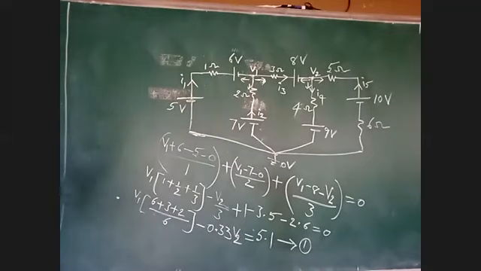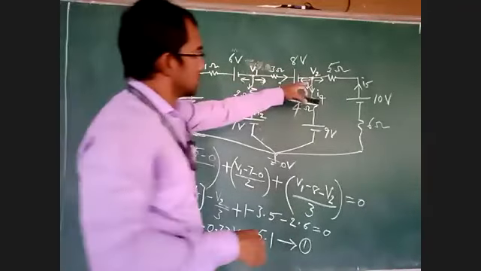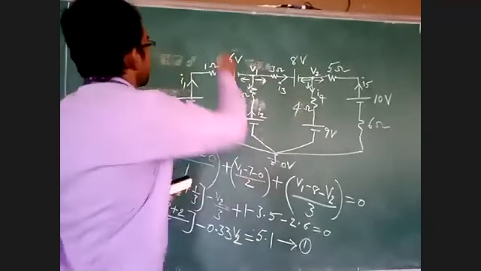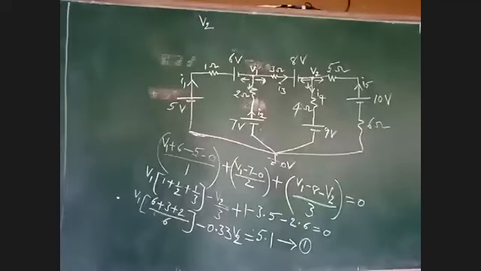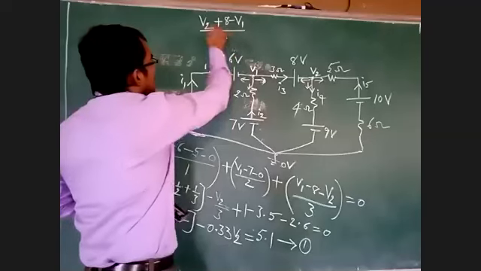Now I'll write the second equation. First, I am taking this arrow. It is moving from V2 to V1. That is V2 plus 8 minus V1, divided by 3. One arrow is completed.